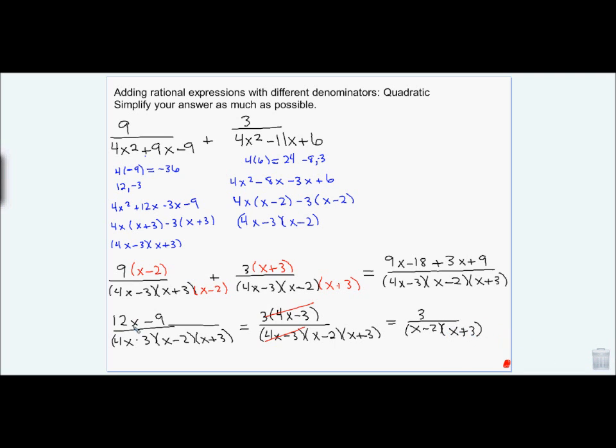And that is adding rational expressions with various forms of different denominators.